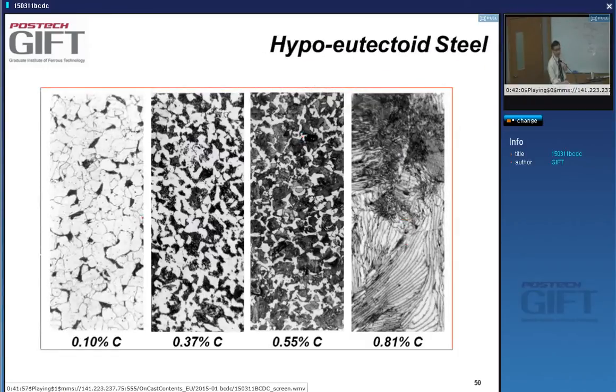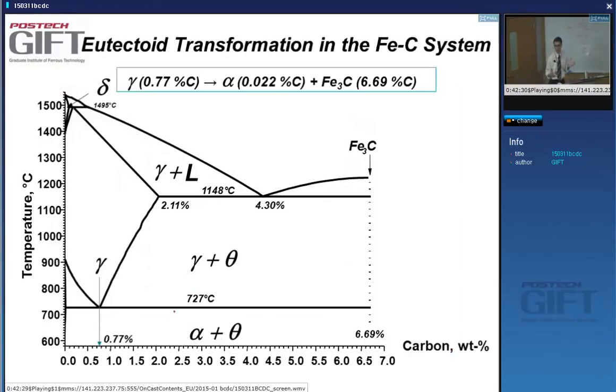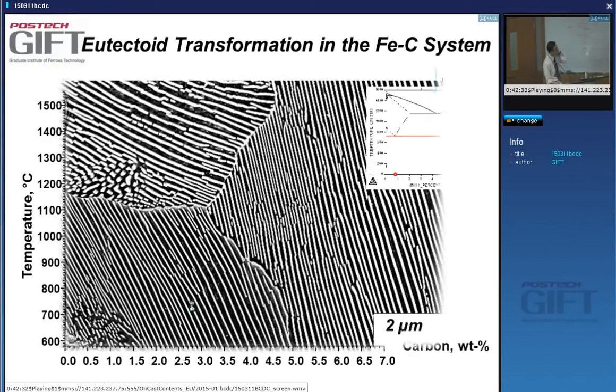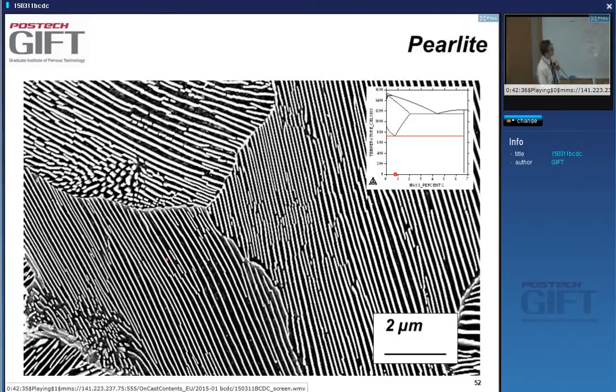Okay, so in more detail here, 0.10%, 0.37, 0.55, 0.8, you can see as I go from left to right, gradually the ferrite grains are replaced by perlite constituents. And eventually at 0.8, everything is perlitic. Okay. And this is the typical microstructure, and you can see very nicely these alternating layers.